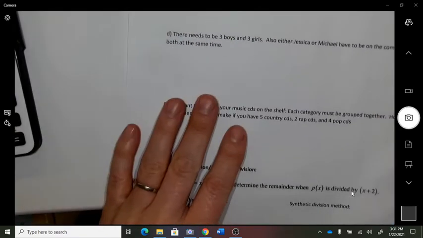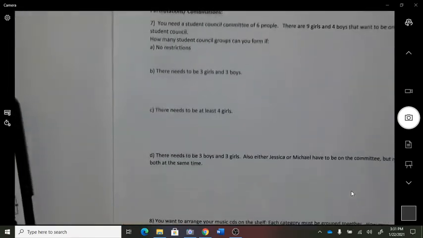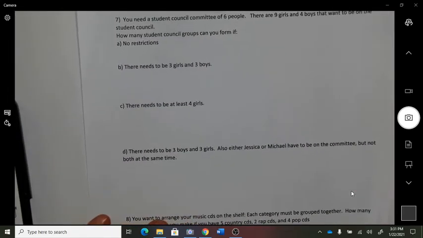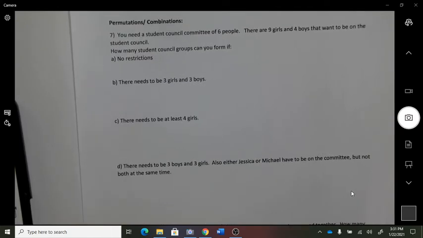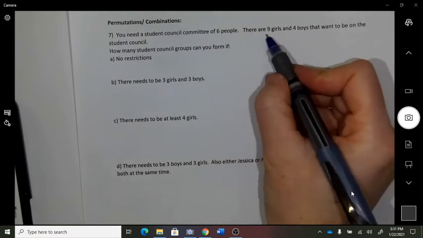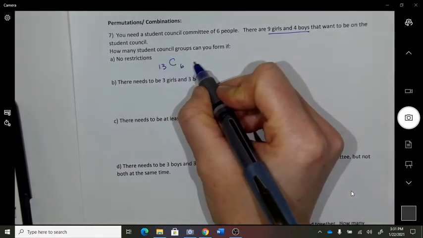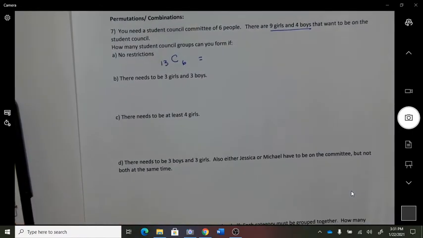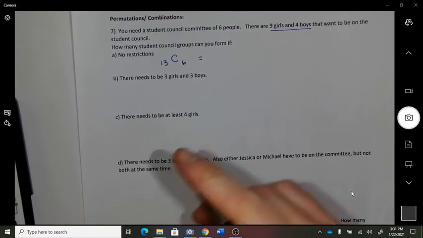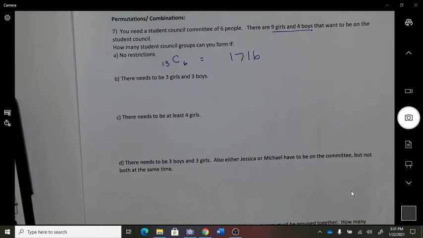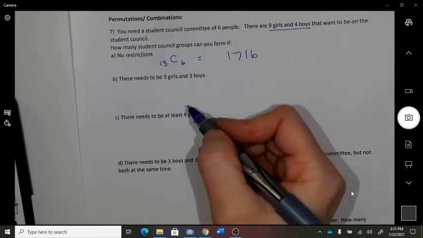Okay, permutation stuff. You need a council of 6 people. There's 9 girls and 4 boys. Okay, so if you had no restrictions, you would have 13 people, and you're going to be choosing 6. Okay, there needs to be 3 girls and 3 boys.